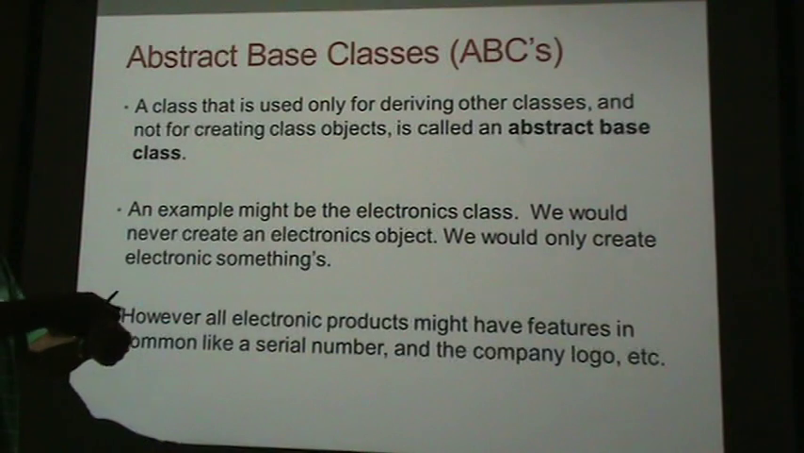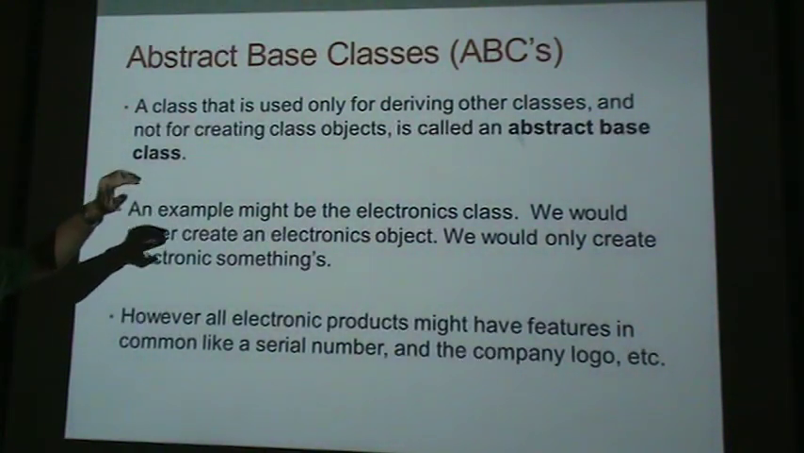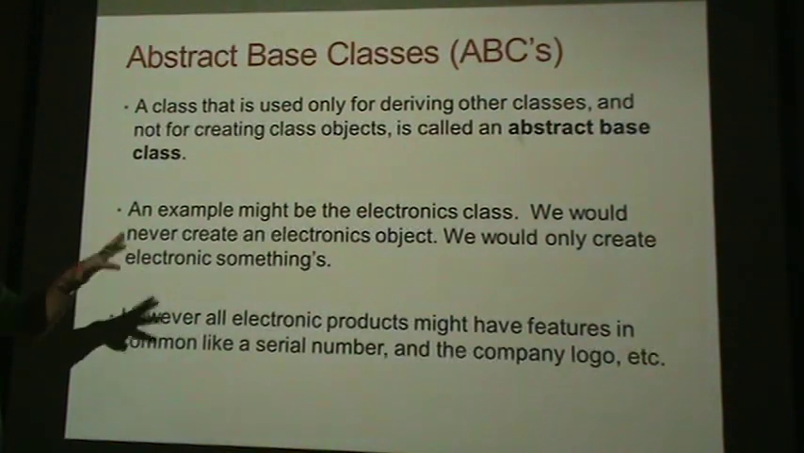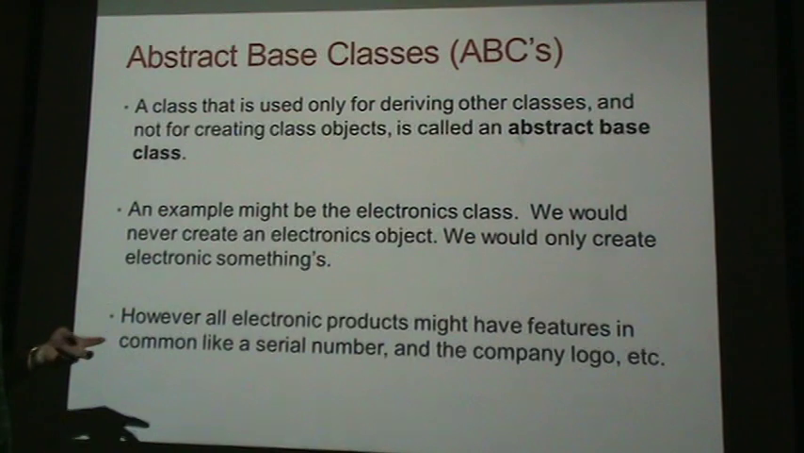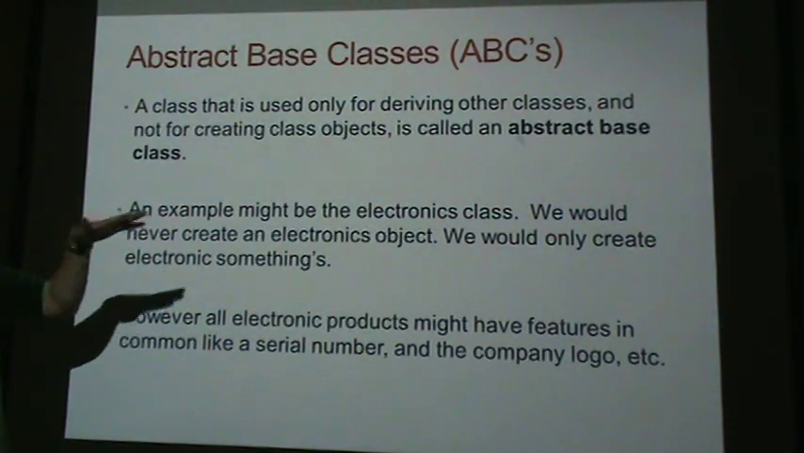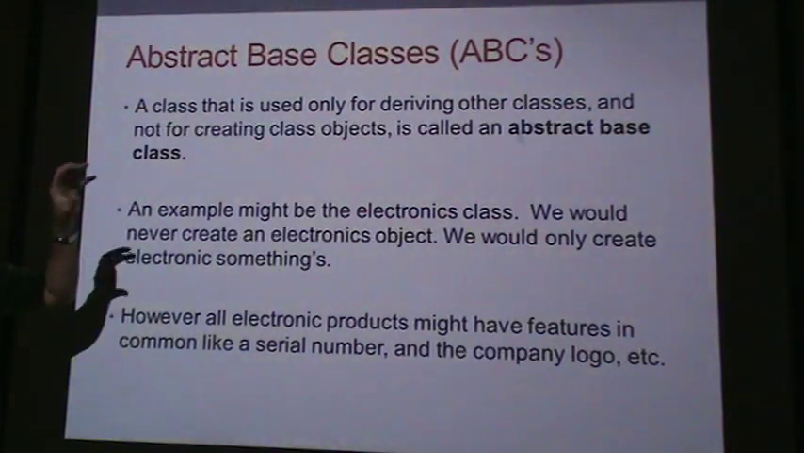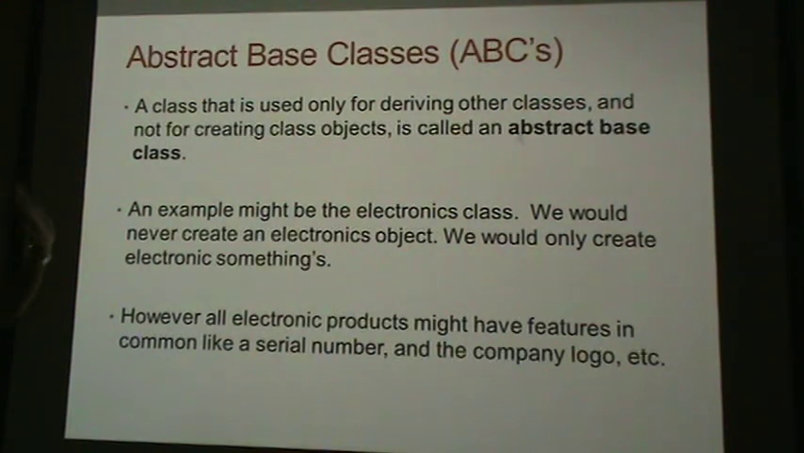We don't sell electronics, we sell electronic things. So in that sense, the electronics class is really abstract. It's not real, it's not something we'd ever make. However, it's necessary because every electronic product might have things in common, like the company's logo and a power-up method and a serial number. So there might be things that all the electronics have in common, but we would never actually create an electronic object. So really, that class is abstract. We would never want to actually create one.